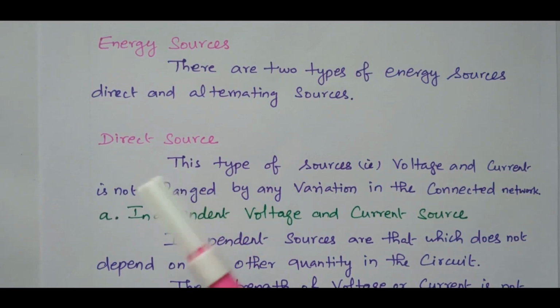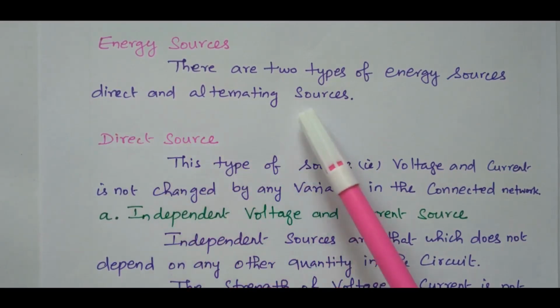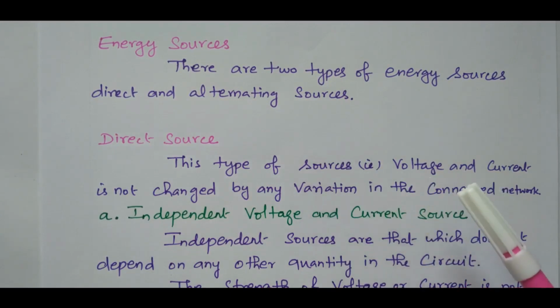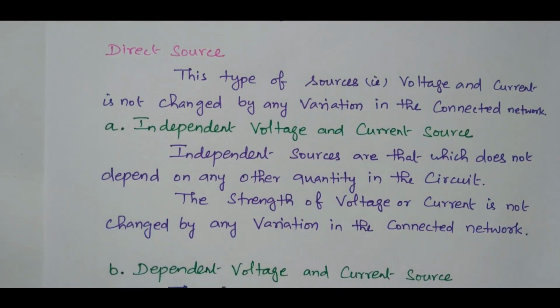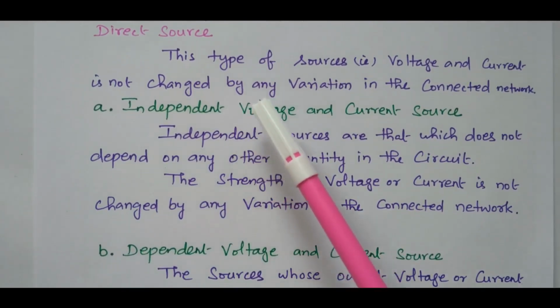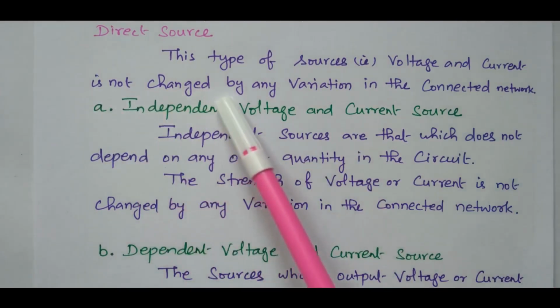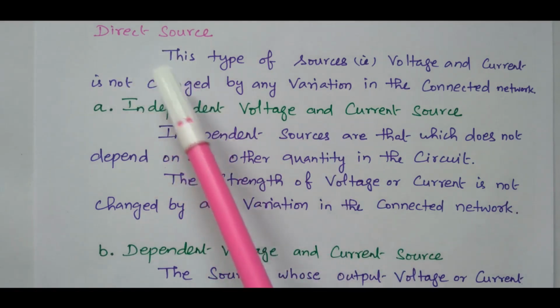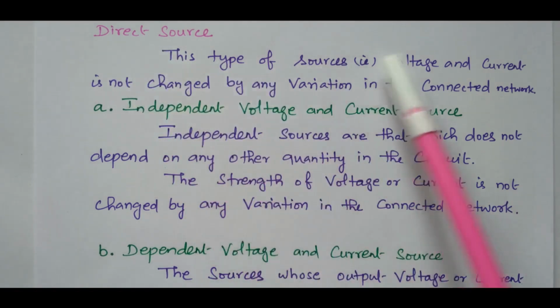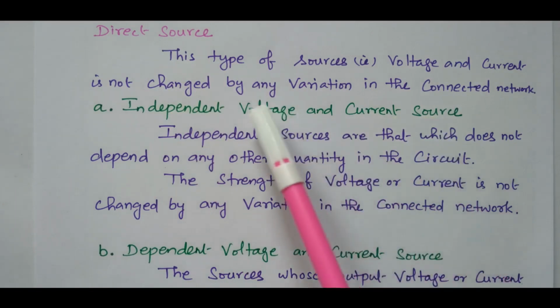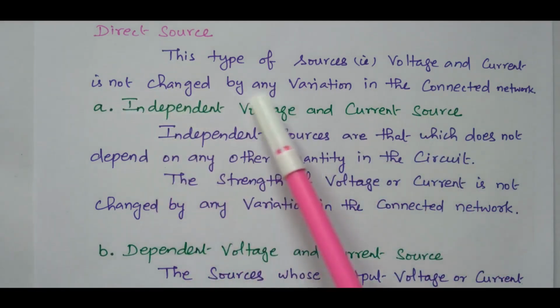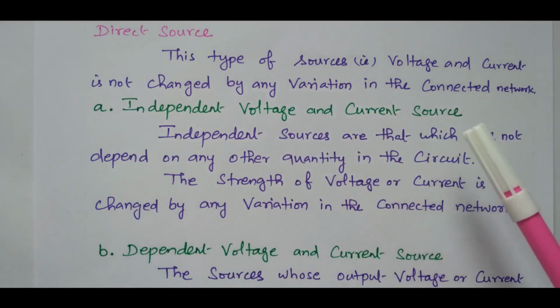So the energy source we already discussed has direct and alternating sources. The direct source means this type of source, that is voltage and current, is not changing by any variation in the connected network. DC means always constant, but AC depends upon the frequency. Its magnitude and direction change continuously, but in the case of the direct source, the voltage will be constant with respect to time, so it is not changed by any variation in the connected network.